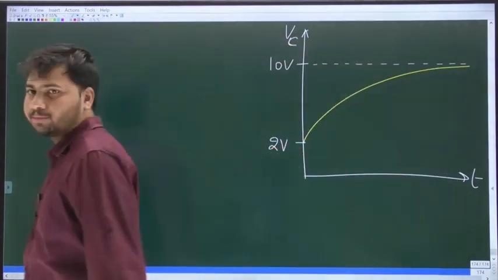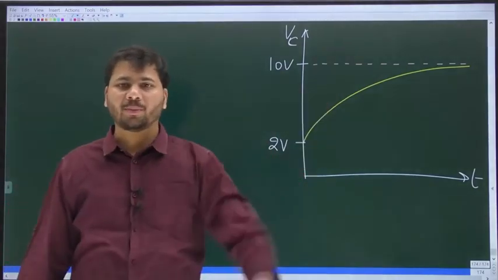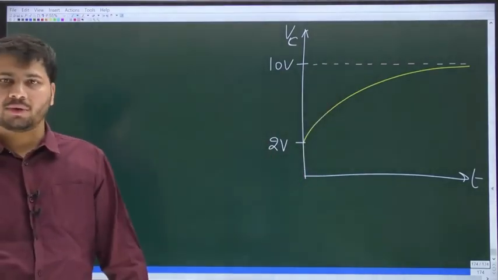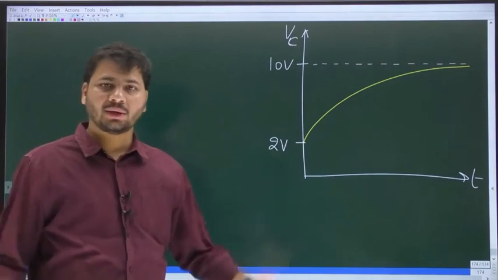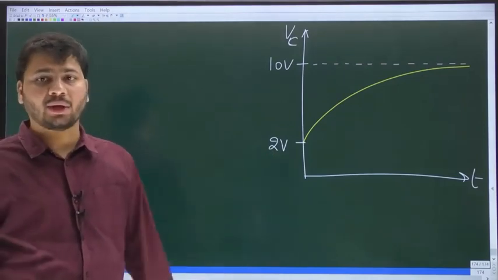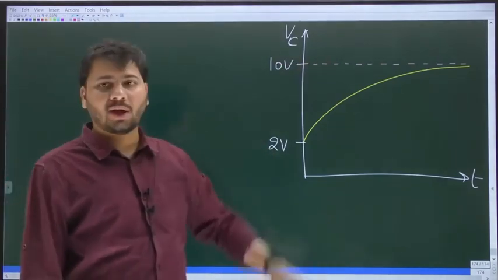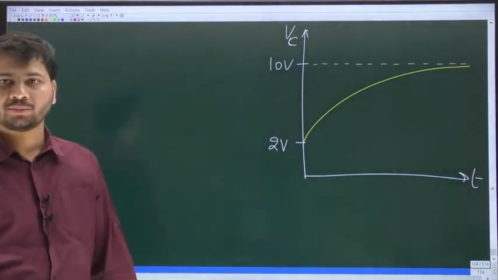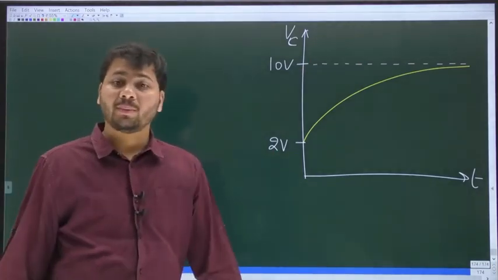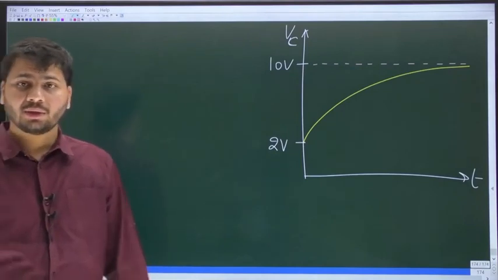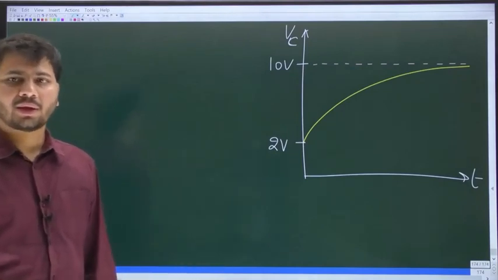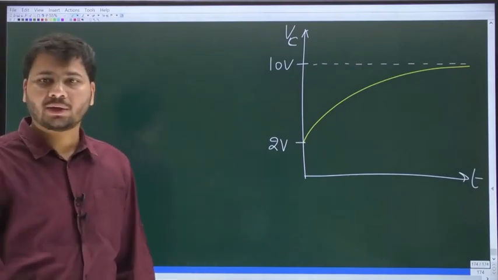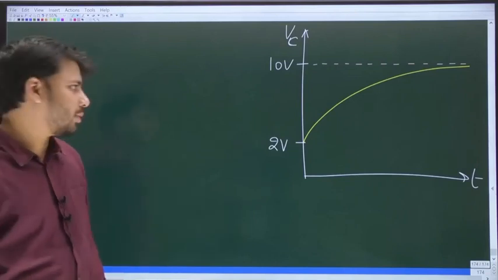So after a long time, you can see VC approaches 10 volts. Initial value is 2 volts. And finally when the circuit reaches steady state, VC approaches 10 volts. So what is happening here? The cap is getting charged through the resistor. Okay.